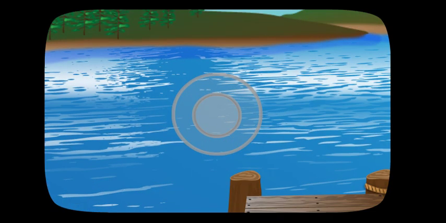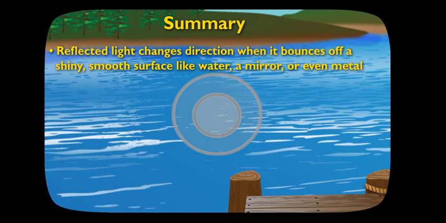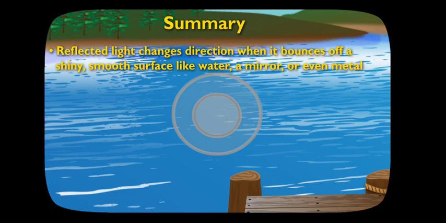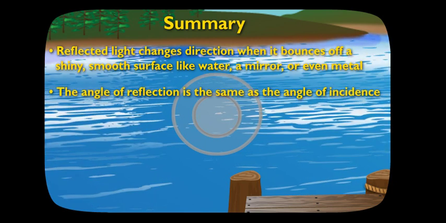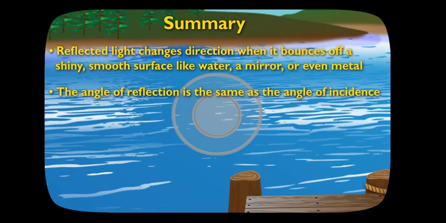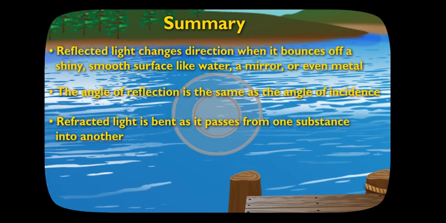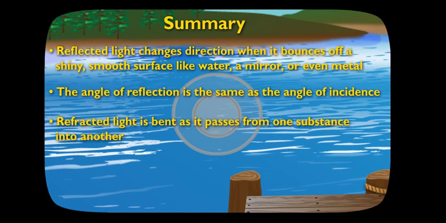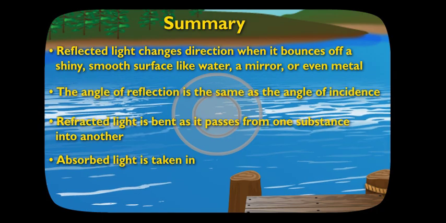Nice! Wow, light's got so many cool qualities. Light that's reflected changes direction when it bounces off a shiny, smooth surface like water or a mirror or even metal. When it does, the angle of reflection is the same as the angle of incidence, the angle at which the light hits. And light that's refracted is bent as it passes from one substance into another. Refracted light makes objects look bent. And last of all, light can be absorbed, or taken into a substance, and that affects the colors we see.